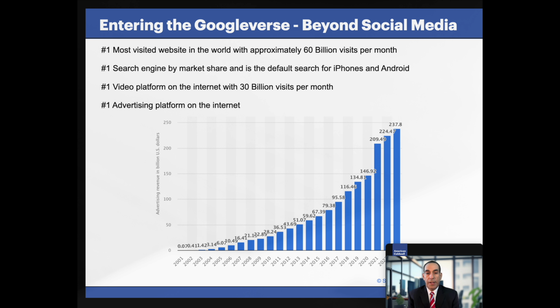And it's the biggest advertising platform on the internet. 1 out of every $3 spent on digital advertising is going towards Google. Their revenue last year was $237.8 billion.